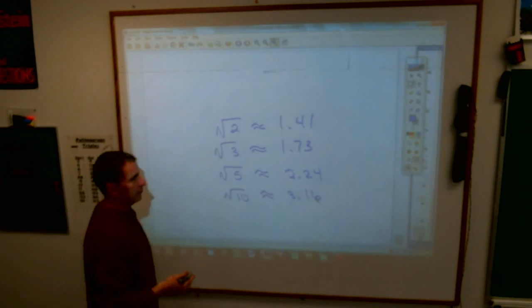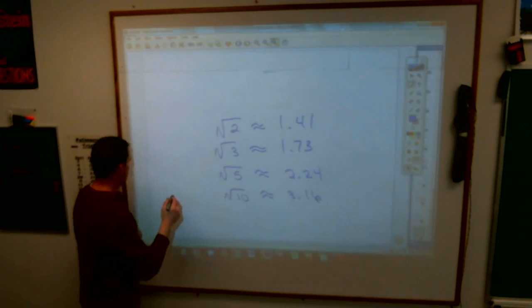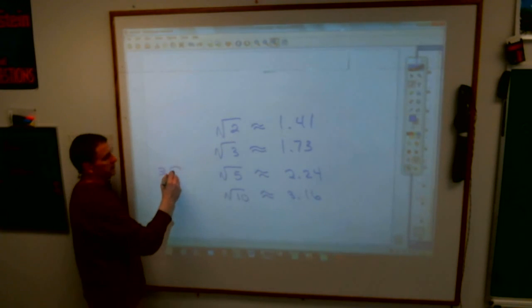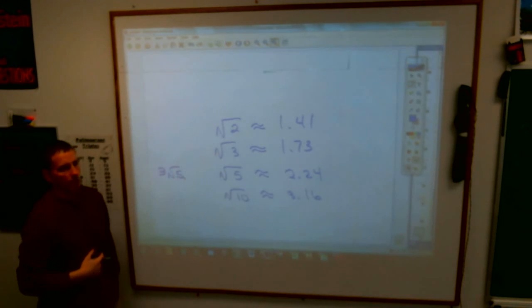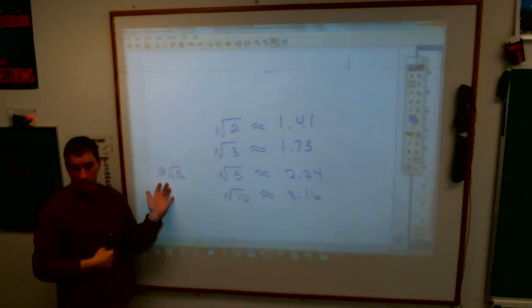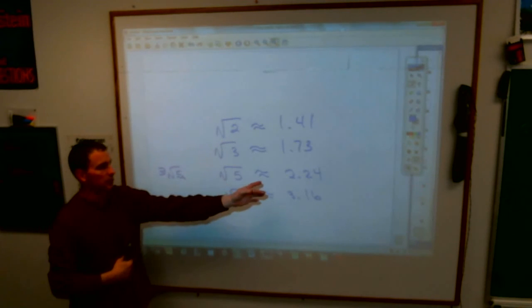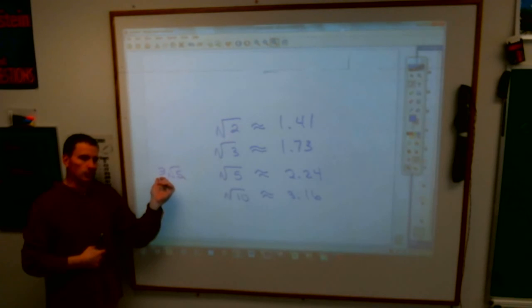Why is it good to know those? Well, simply because of this. If you end up with 3 square roots of 5 as your answer, at least you should know what it's close to, because that probably means nothing to you. If I gave you 3 times the square root of 5, you're probably like, I have no idea what that is. Now, if you know the square root of 5 is close to 2.2 or whatever it is, now at least you know 3 of those.